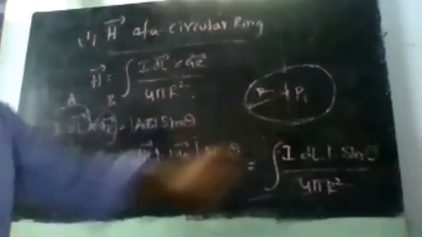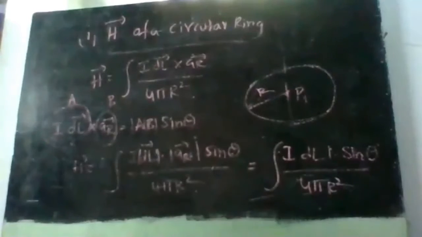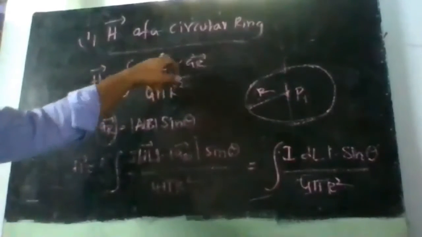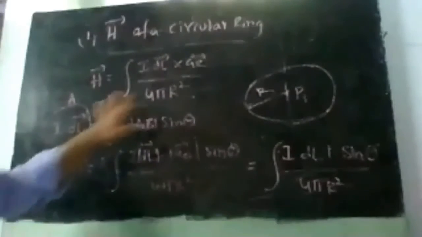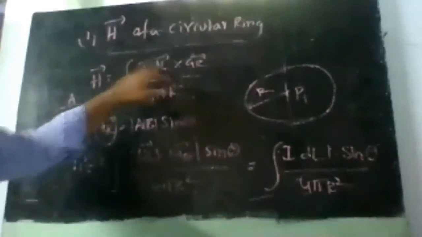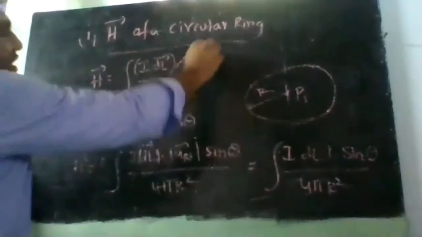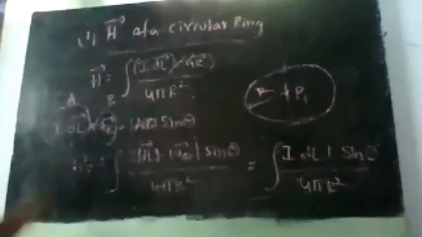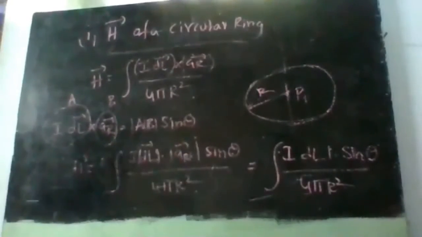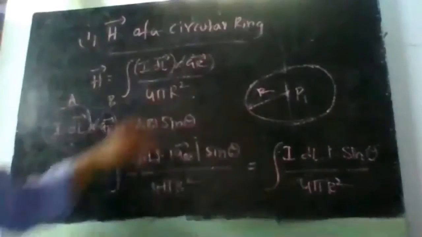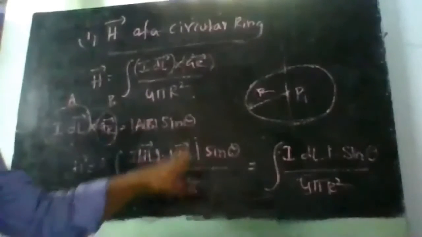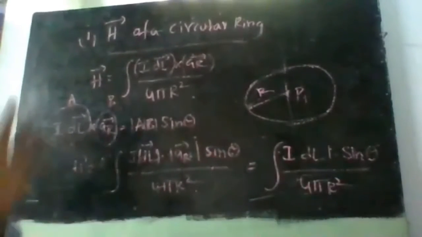So for finding out H bar at the ring, what is the formula for H bar? H bar is equal to the integral of I dL bar cross aR bar divided by 4 pi r square. Now I dL bar is one vector, aR bar is another vector. A cross B is nothing but modulus of A, modulus of B, sine theta. So on similar lines, I write I, modulus of dL bar, modulus of aR bar, sine theta, divided by 4 pi r square.